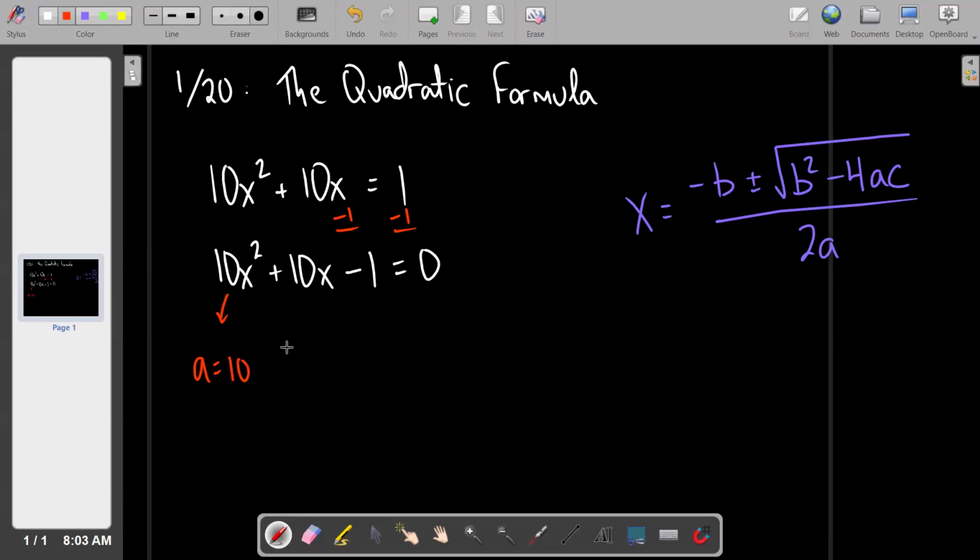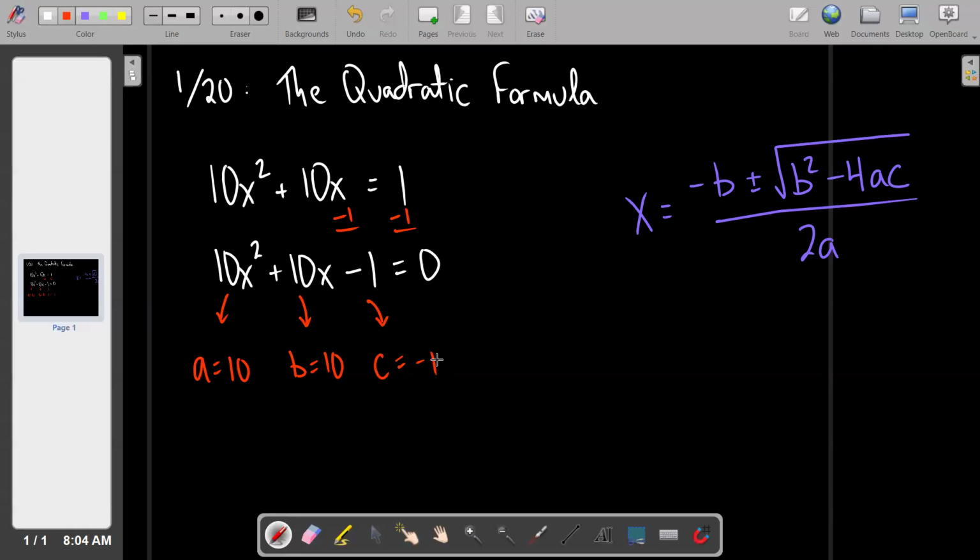What's B? Also 10. Just happens, coincidence, that the number in front of x is the same as the number in front of x squared. Okay, so B is positive 10. I would strongly encourage you to write these down. Even if you don't write A, B, and C, write them in order. Pull them out of the equation and separate them so you can see them. And what is C?